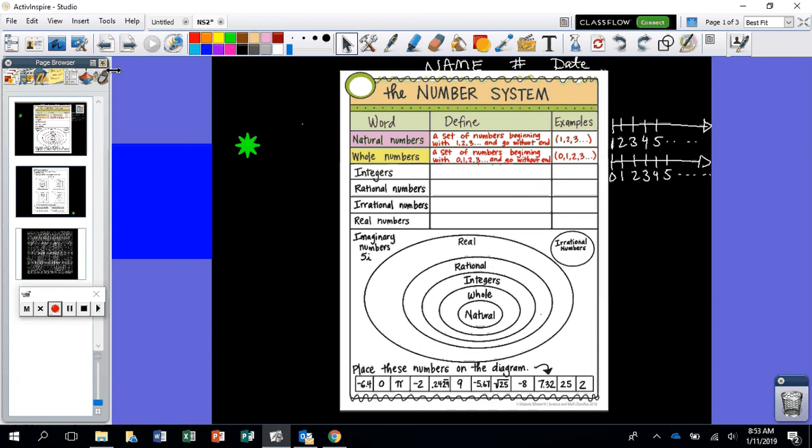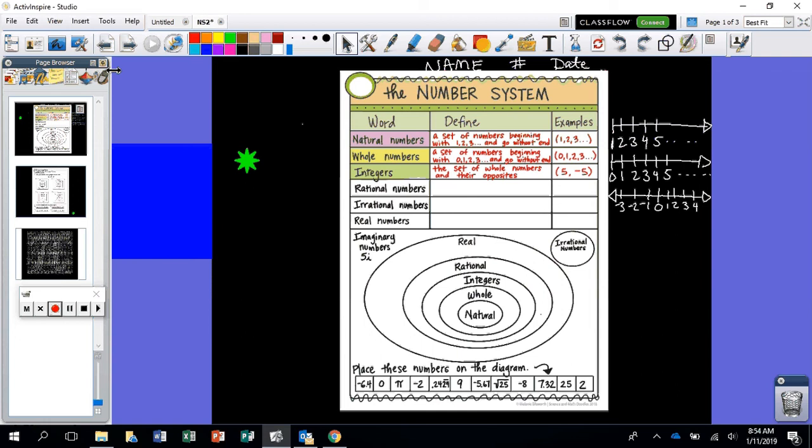Then we have integers. And integers are all the numbers that you can count on your fingers and toes plus 0 plus all the opposites. So 5 and negative 5. Or for instance, for a number line, you would put 0 in the center. And then you would do 1, 2, 3, 4 all the way through infinity. But then you would do -1, -2, -3, -4 all through infinity in the other direction.